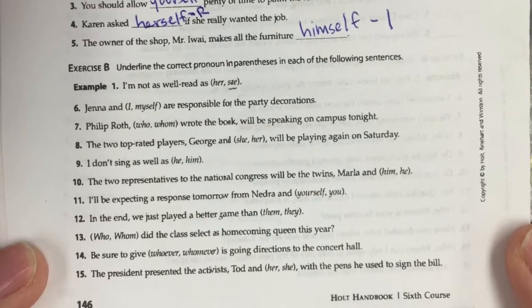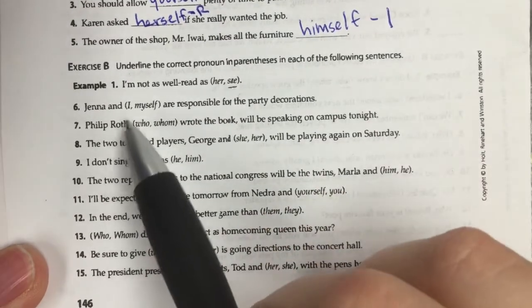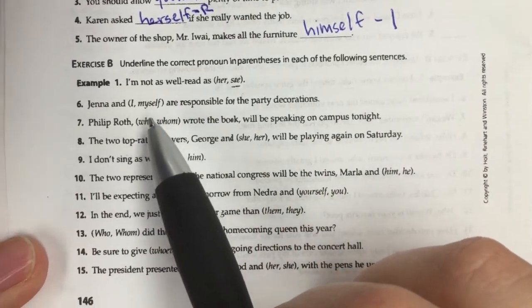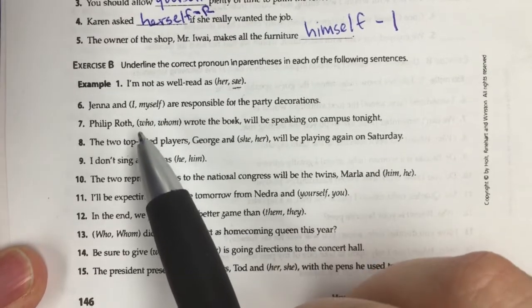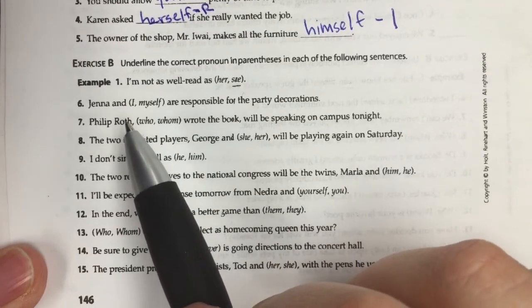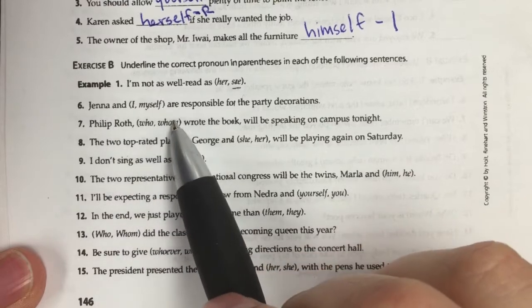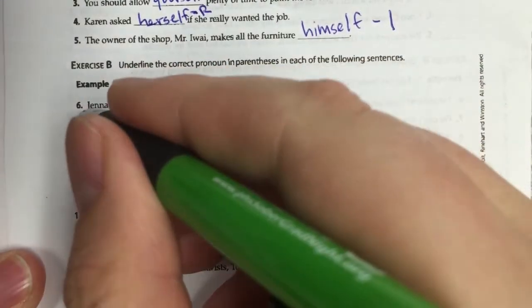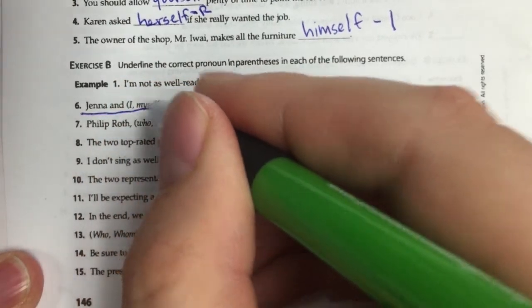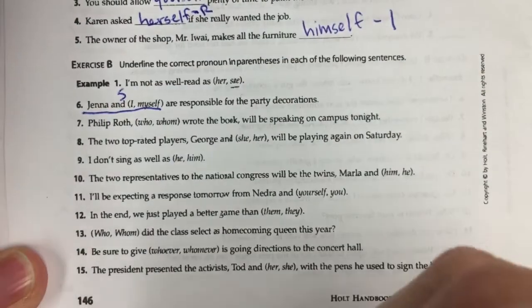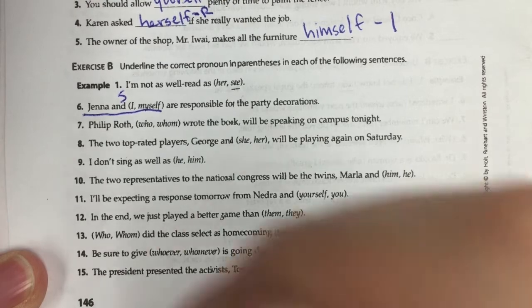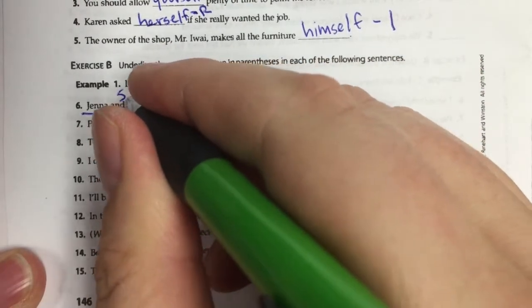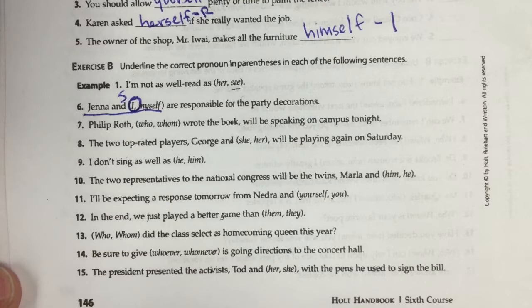Below, though, we have 15 either-or propositions, so you just have to pick one pronoun or the other. I'll do 3 of these, and then I'll stop and give you a chance to work on it. Jenna and I or myself are responsible for the party decorations. Jenna and I, this here is the subject of the sentence. And the rule with reflexive pronouns is that you can't use them as subjects, so I'm going to say I, because I can't say myself as a subject.